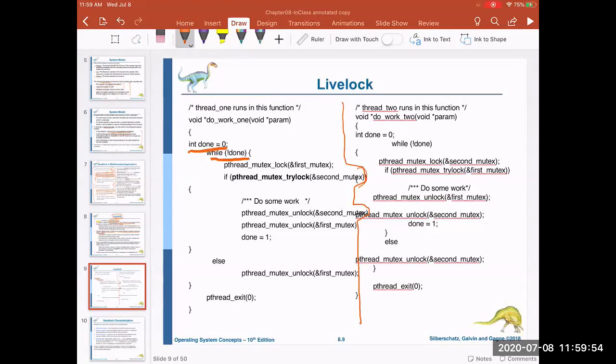So this is the modification to the previous code. Pthread mutex lock will try to acquire the first mutex. Then before it tries to acquire the second, there is an if condition: if pthread mutex try lock. It will try for this. If the second mutex is available, it would be acquired. If it is not available, then in that case it will keep on failing.